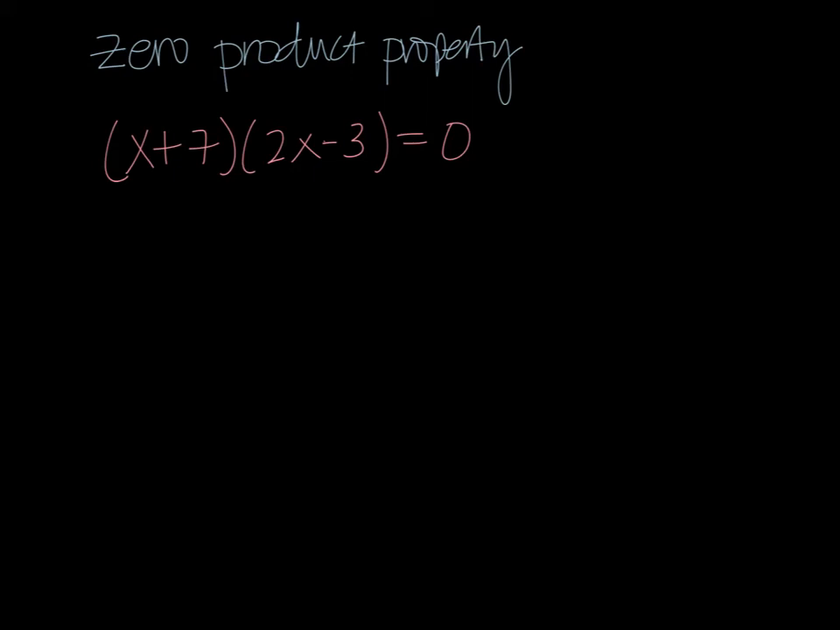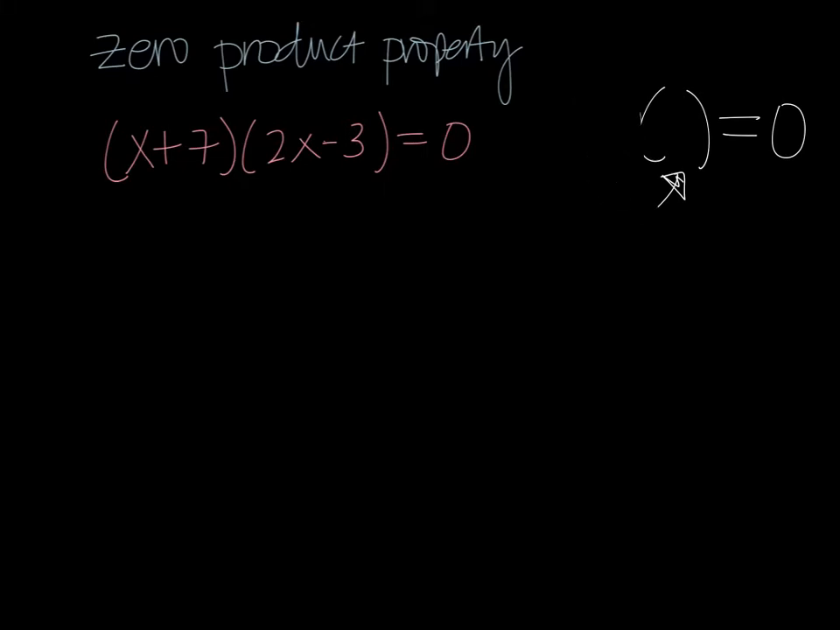Today we learned about the zero product property. And the way it works is you have a series of parentheses, like thing 1 times thing 2 equals 0. Now, as long as one of these things is equal to 0, the equation will make sense.